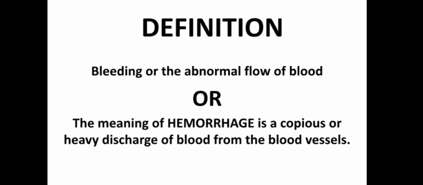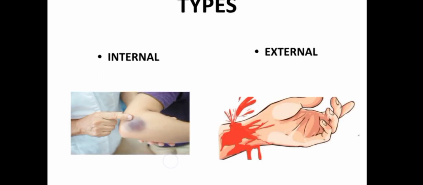As I have told you earlier, in simple words we can say hemorrhage is bleeding. So, abnormal flow of blood can cause hemorrhage, or the meaning of hemorrhage is a copious or heavy discharge of blood from the blood vessels. The blood vessels rupture, and the blood from the blood vessels discharges out in a copious amount, causing hemorrhage. There are two types of hemorrhages, that is internal and external.